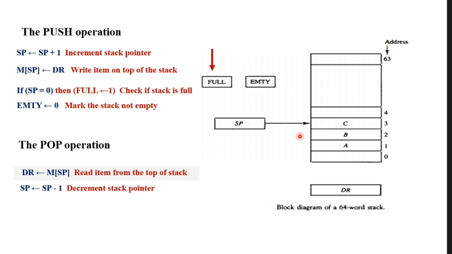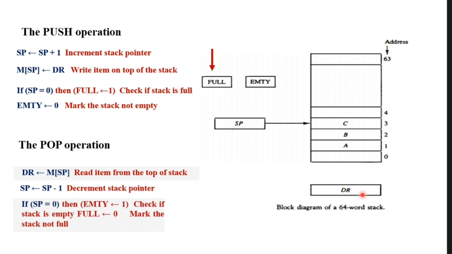Again, we have to check the status of the flag. If the stack pointer is 0, pointing to the 0 memory location, that means the stack is empty. So we have to mark the empty flag as 1 and the full flag as 0. That means the stack is empty. We can insert new data but we cannot pop the data from the stack. This is how push and pop operations are carried out in a register stack memory.